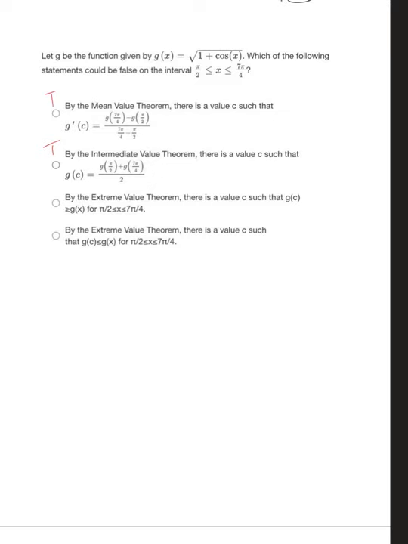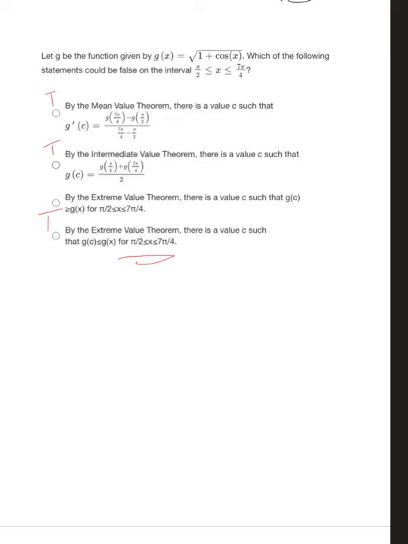By the extreme value theorem, there is a value c such that g of c is greater than or equal to g of x for all x on the interval. Well, that's just saying there has to be an absolute maximum, which is what the extreme value theorem says. And the extreme value theorem also says there has to be an absolute minimum. So those both also seem to be true. So at first glance, all of these seem to be true.